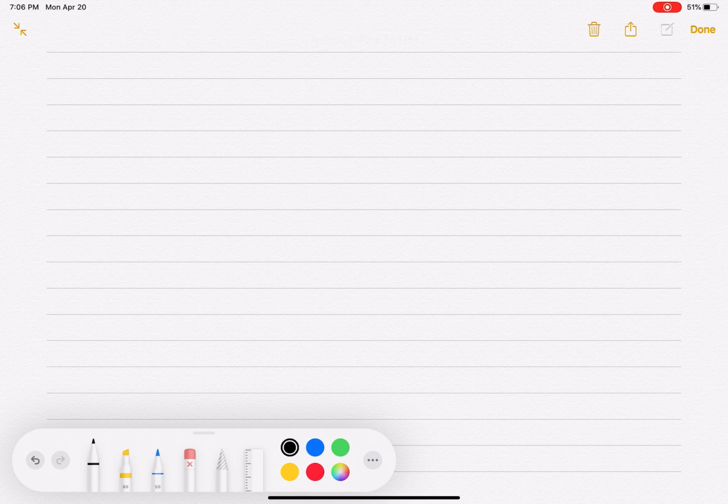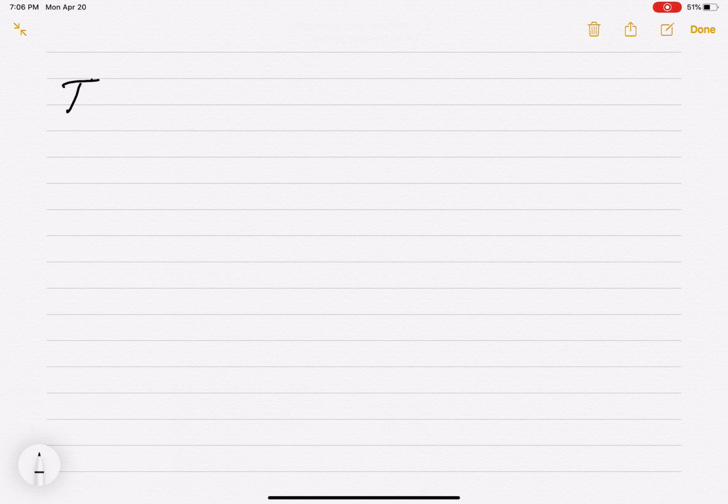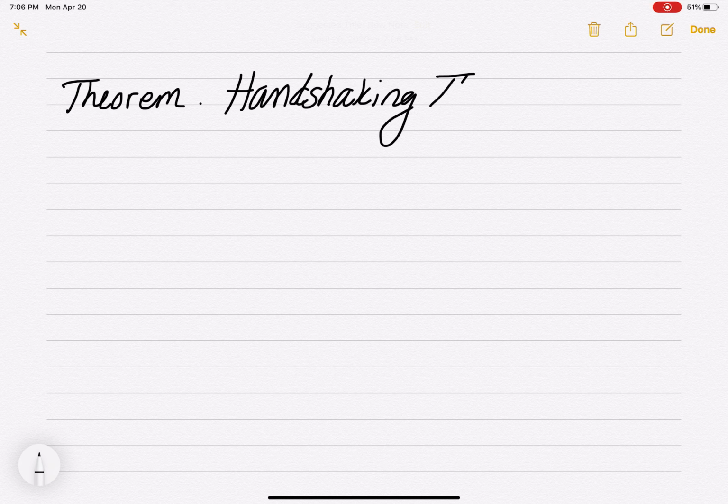So we're still in 5.2, which is about graph terminology and special graphs. And here's a really nice result that is useful sometimes. This is a theorem. We're going to call it the Handshaking Theorem. That's what our book calls it, and most books call it this. I never like the name of it, though. I think it's a bad name for a theorem, but it's called the Handshaking Theorem.